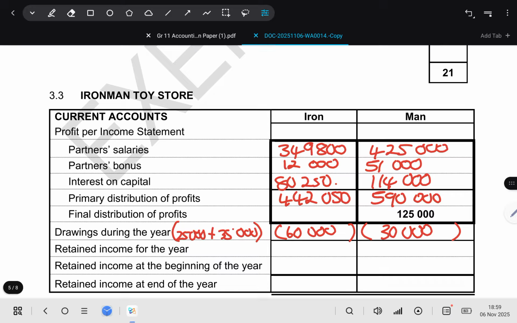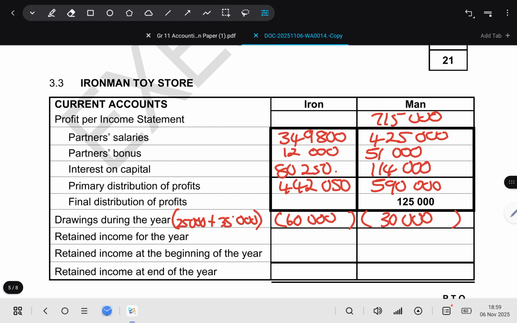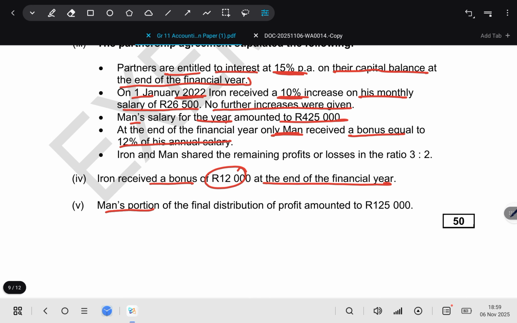It gives us 590,000. Now for us to be able to get his profit for the year, we'll need to hear what they're saying. So men's profit for the year will be 590,000 plus 125,000, which gives us 715,000. So for Ion, let's hear what they're saying. They're saying that men's portion of the final distribution of the profit is 125,000. So remember, they are sharing in the ratio of 3:2, and then 3 is for Ion, right? And then 2 is for men.